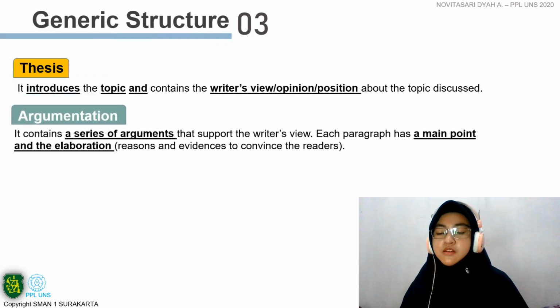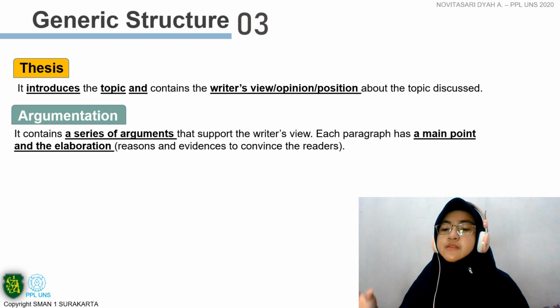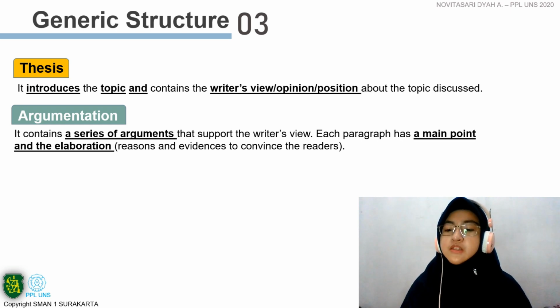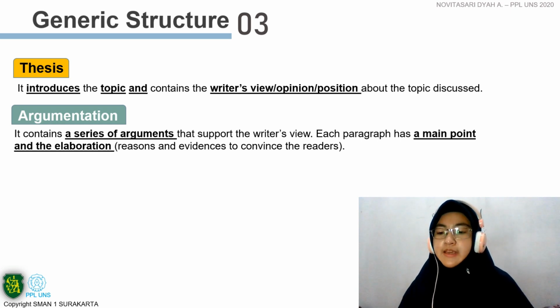And then argumentation. It contains a series of arguments that support the writer's view. Each paragraph has a main point and the elaboration, reasons and evidences to convince the readers. So in this argumentation, there are some arguments. Usually there are at least 3 arguments here. And then each argument is made into one paragraph. So if there are 3 arguments, there are 3 paragraphs, okay?